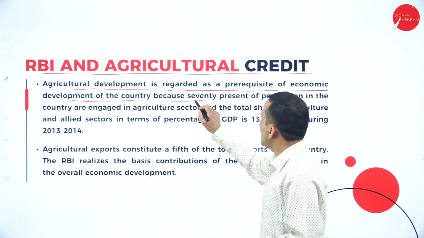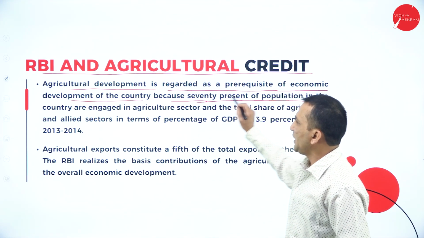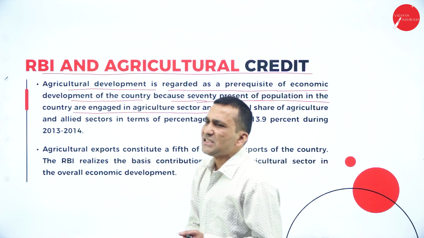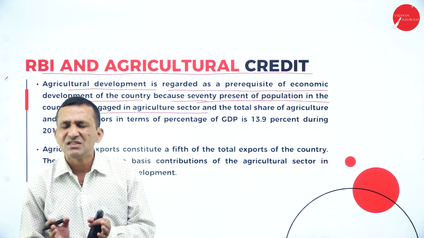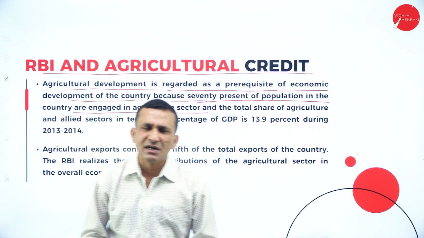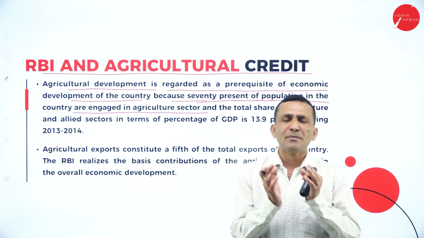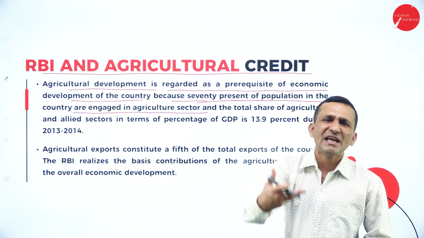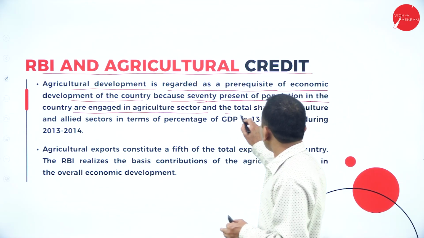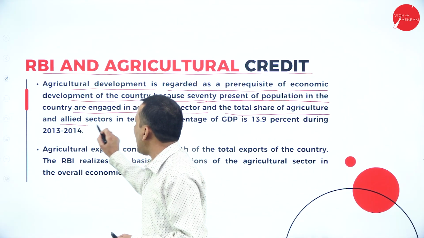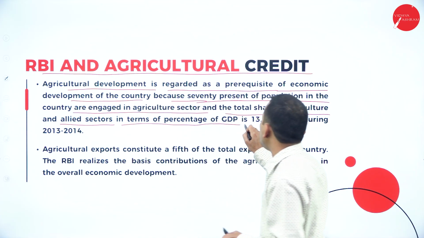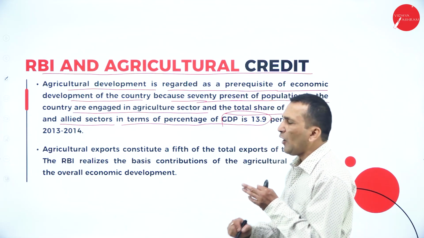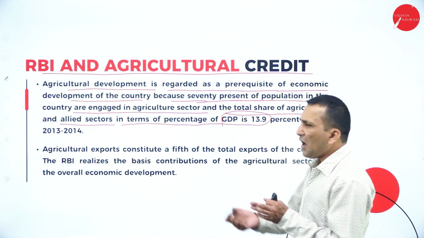Because 70% of the population in the country is engaged in the agriculture sector, which nowadays is a neglected section, the RBI promotes neglected sections like agriculture. So they are introducing many schemes for agriculture. And the total share of agriculture and allied sectors as a percentage of GDP, the total contribution to GDP, is 13.9%.